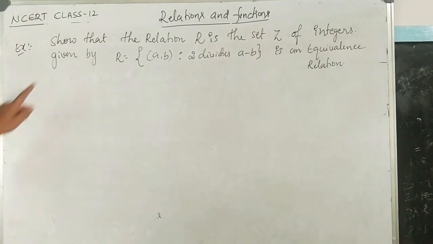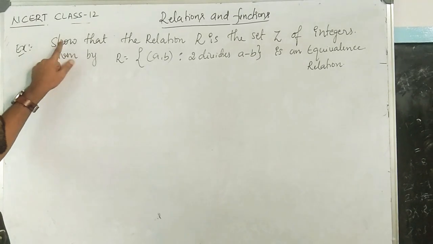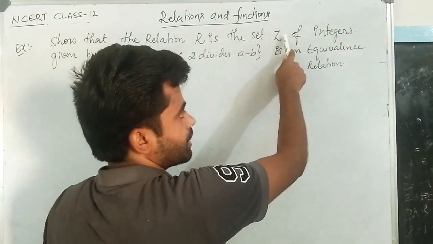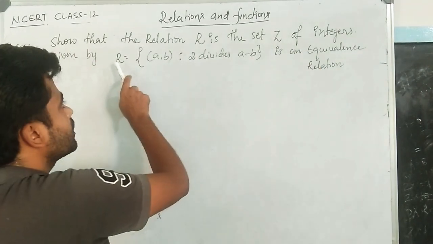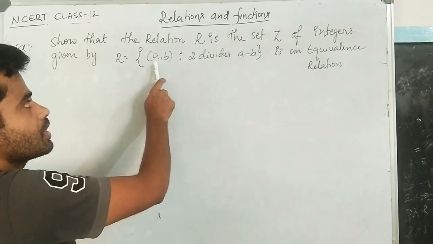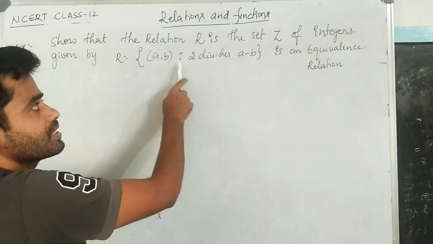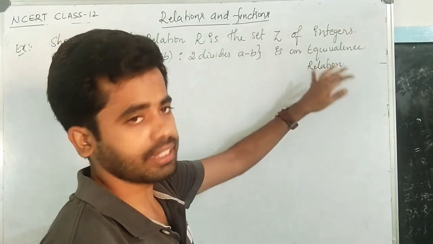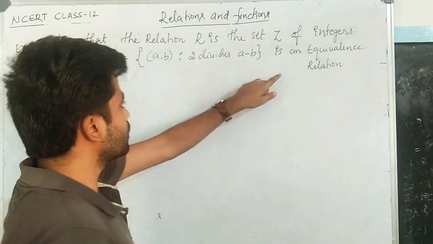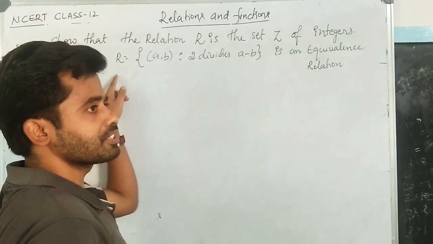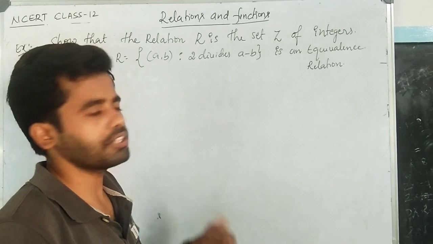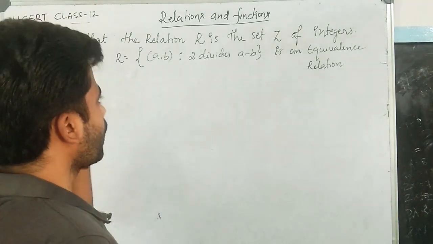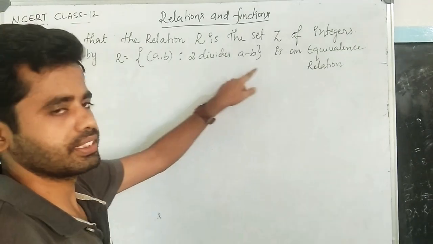Okay, this is one of the examples. Show that the relation R in the set Z of integers, given by the set of ordered pairs such that 2 divides A minus B, is an equivalence relation. It is nothing but checking whether this relation satisfies the three properties or not. Before going to check, I will clarify what this relation is.